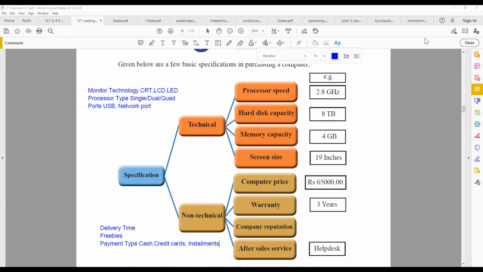And how about the discount? Discount is also there, right? Sometimes they will give you a discount price, so you can look for discount. Payment type, like whether you could pay by cash, credit cards, as well as installments. These are examples.